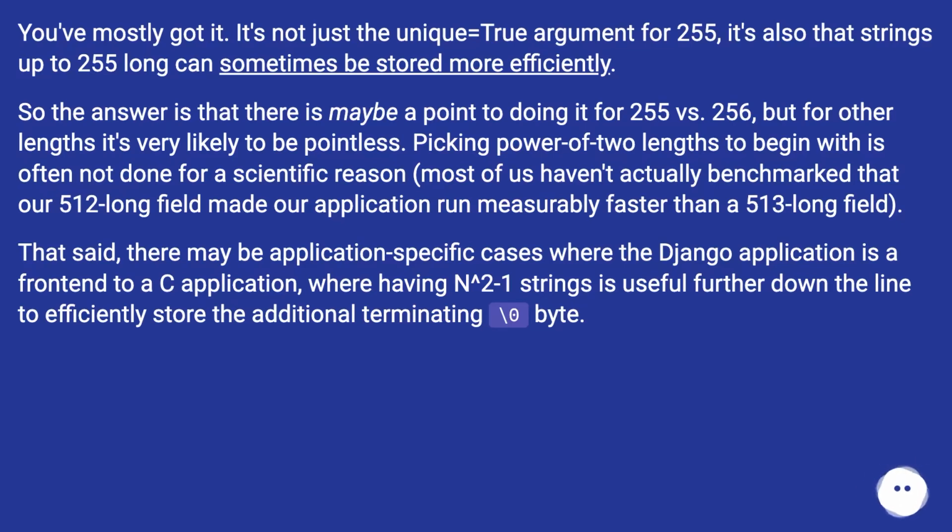Picking power of 2 lengths to begin with is often not done for a scientific reason. Most of us haven't actually benchmarked that our 512 long field made our application run measurably faster than a 513 long field. That said, there may be application-specific cases where the Django application is a front-end to a C application, where having 2^n - 1 strings is useful further down the line to efficiently store the additional terminating \0 byte.